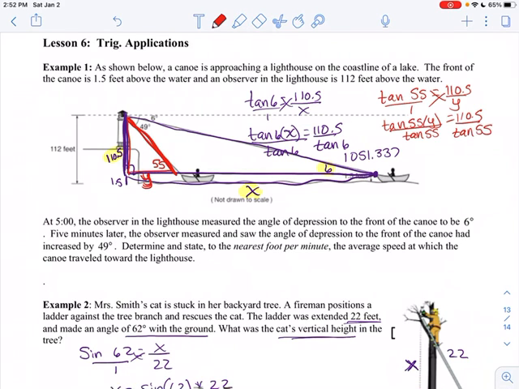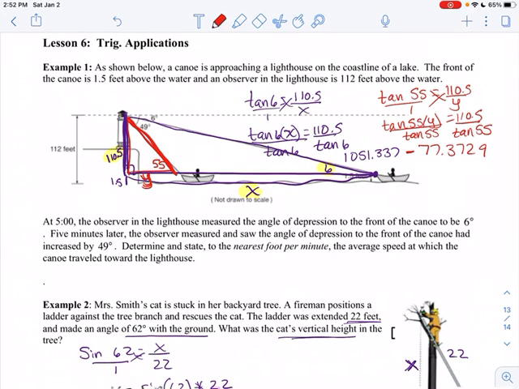So this is definitely a tricky problem. Lots of places to make mistakes. But you show your work, even if you forgot to, say, use 112 instead of 110.5. As long as you're showing your work, you just get a minimal deduction for that. So in your calculator, 110.5 divided by tan of 55 is 77.3729.